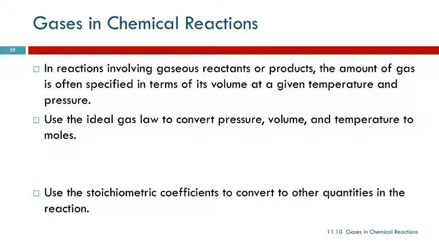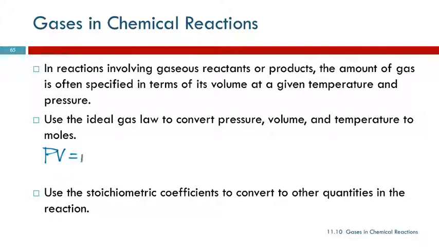So gases and chemical reactions. When we have an amount of gas, either as a reactant or a product, we'll often specify how much we have in terms of its volume, temperature, and pressure, because mass of a gas is very difficult to deal with. So if we have volume, temperature, and pressure, we can use the ideal gas law to calculate the number of moles of the gas, right? And we did this in lab yesterday as well.